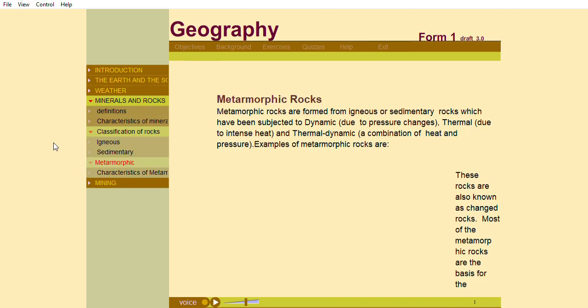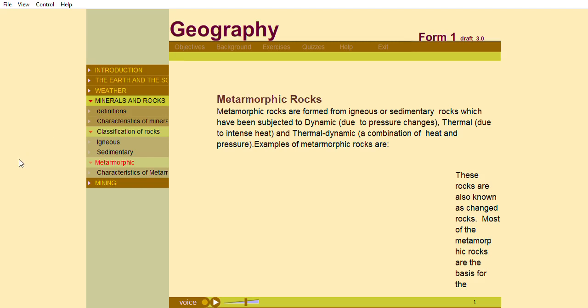Metamorphic rocks. Metamorphic rocks are formed from igneous or sedimentary rocks which have been subjected to great pressure, dynamic heat, or both. These rocks are also known as changed rocks. The pressure acting on the rocks results from the earth movements causing dynamic metamorphism, while the heat originates from the magma causing thermal metamorphism. Most of the metamorphic rocks are the basis for the formation of precious minerals such as gold, diamonds, coal, marbles, and others.